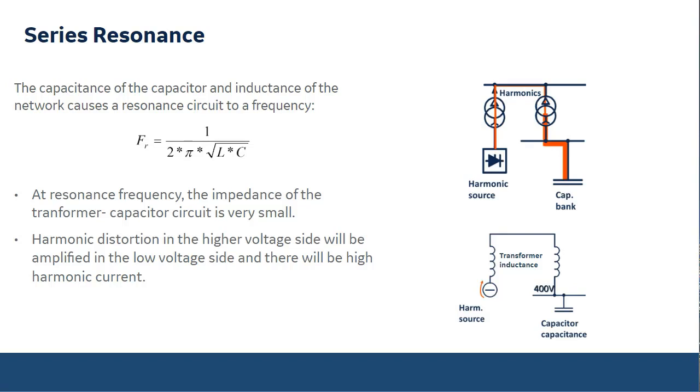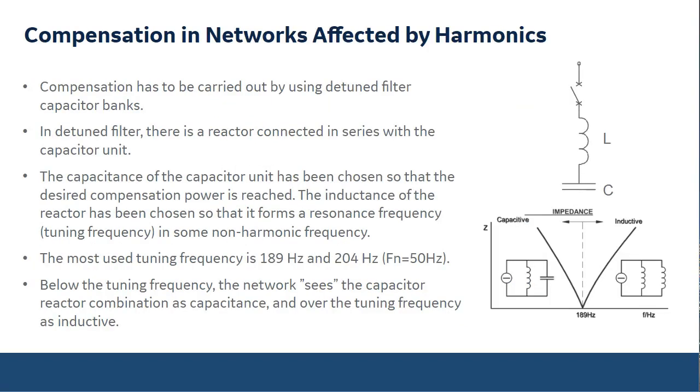So this is also one thing saying that if you are in danger of having any harmonics in there, then the shunt capacitor bank is not really an option there. And compensation in a network affected by harmonics, this is the typical situation for any renewable application. You need a reactor in there.